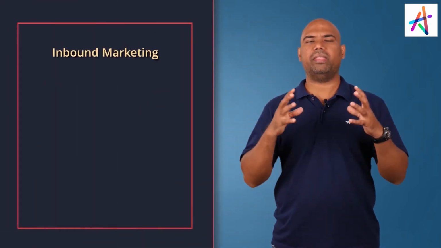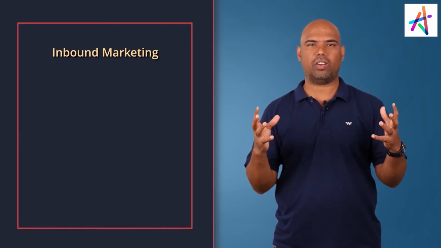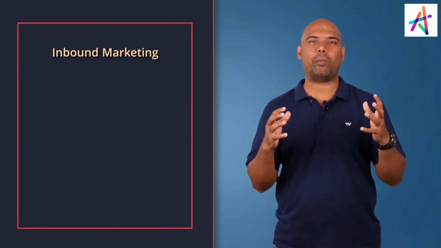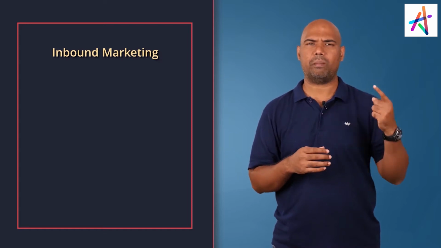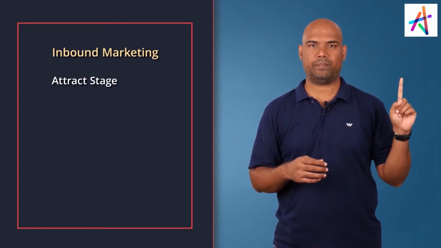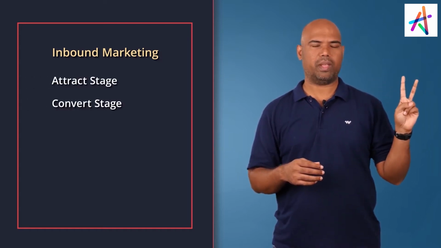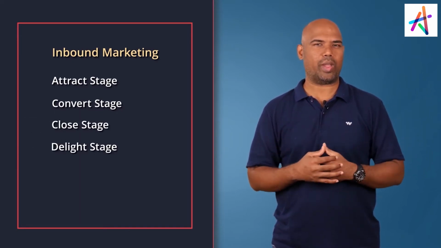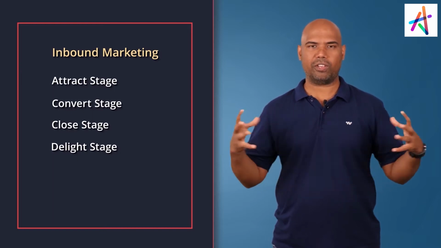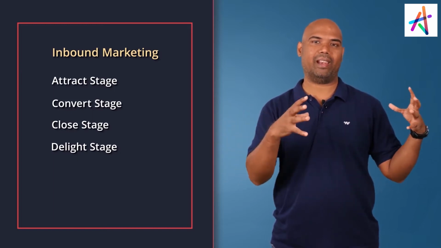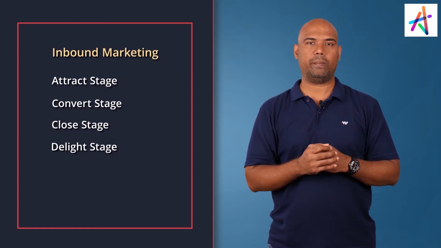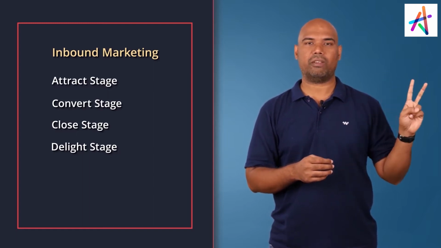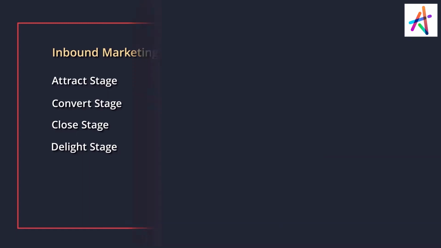HubSpot, which is a CRM company, does a terrific job of inbound marketing, and they've broken down inbound marketing into four stages. Number one, attract stage. Number two, convert. Number three, close. And number four, delight. So we are going to go in depth into that, and most of the training that we are going to cover will be in line with that. So attract, convert, close, and delight.